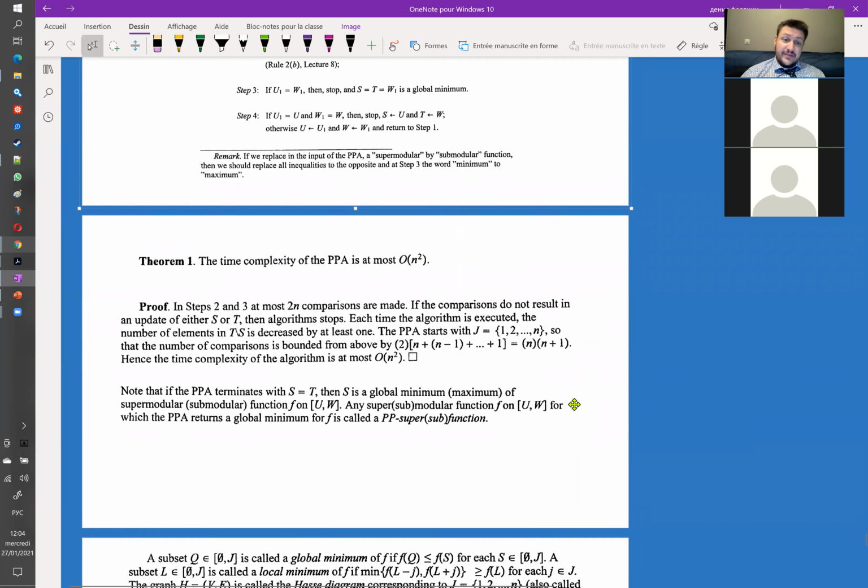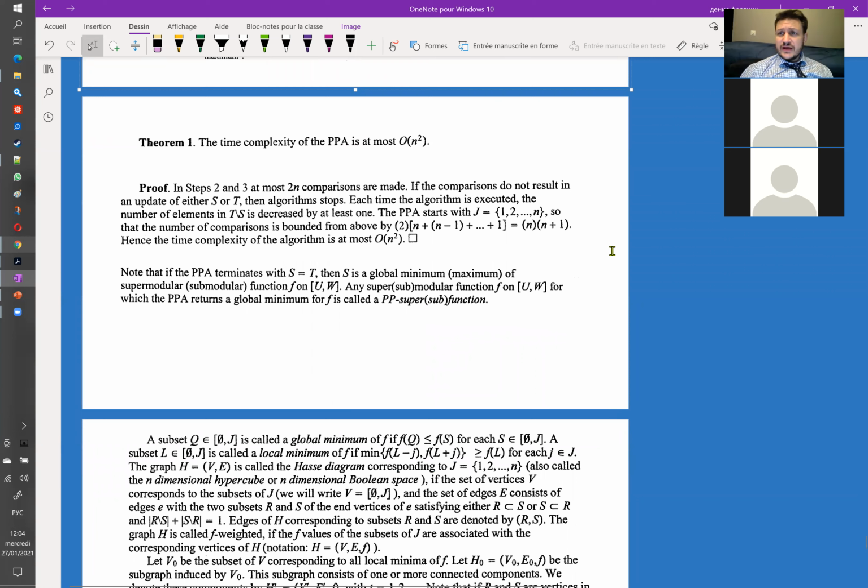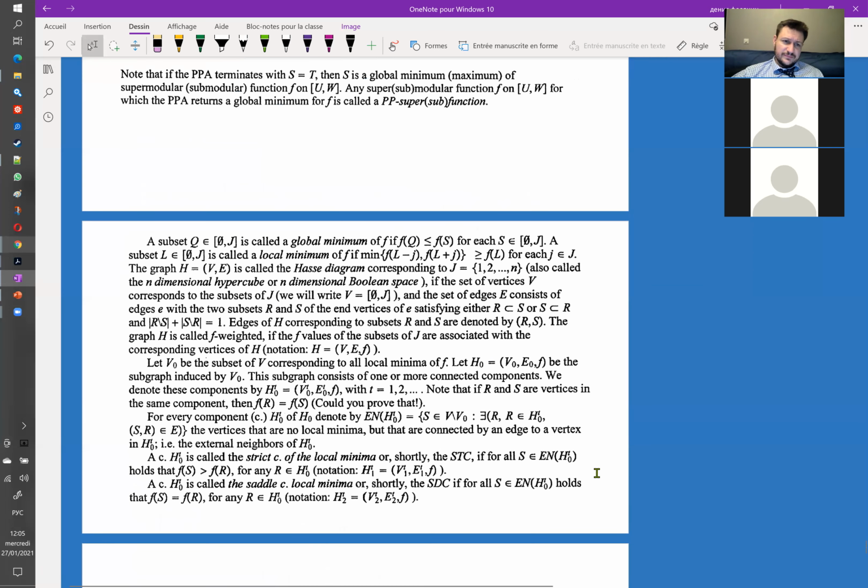Okay. And the complexity of this algorithm is very good. It's just n squared. It's a polynomial. It's okay. It is not as good as some other algorithms like n log n, but n squared is okay for some tasks. There are comparisons, proofs. We'll skip it.